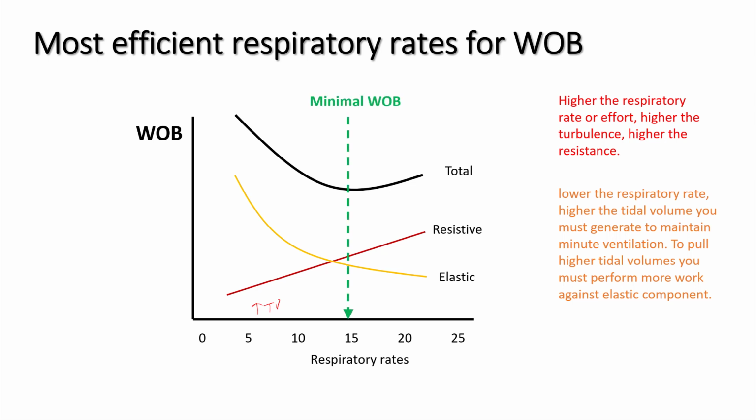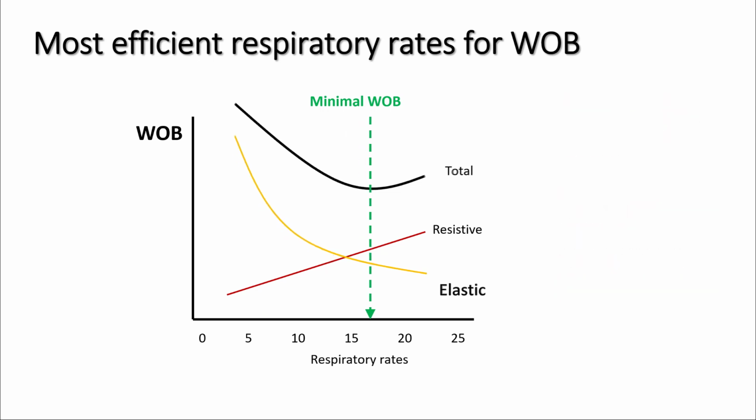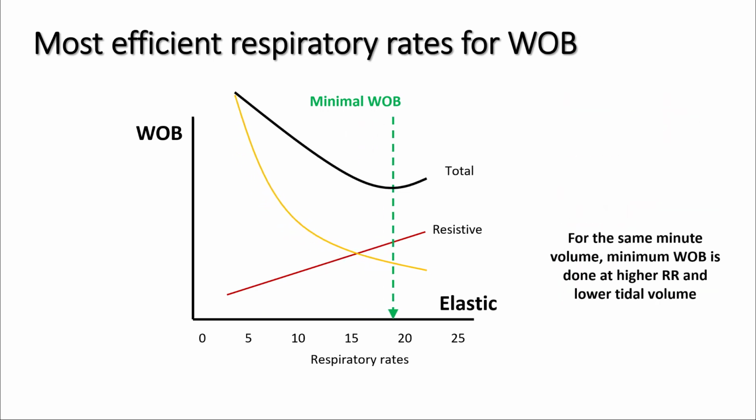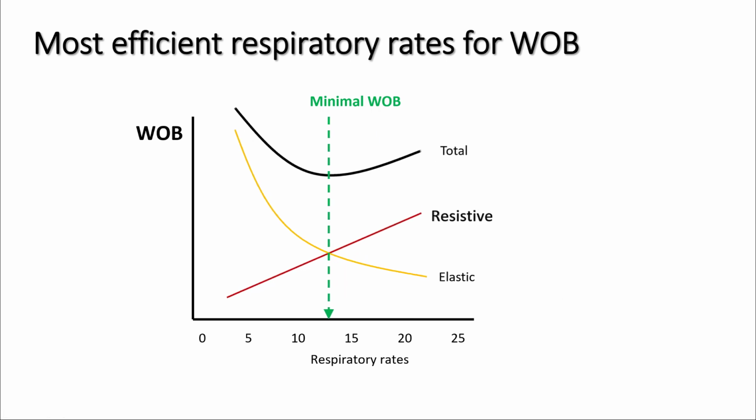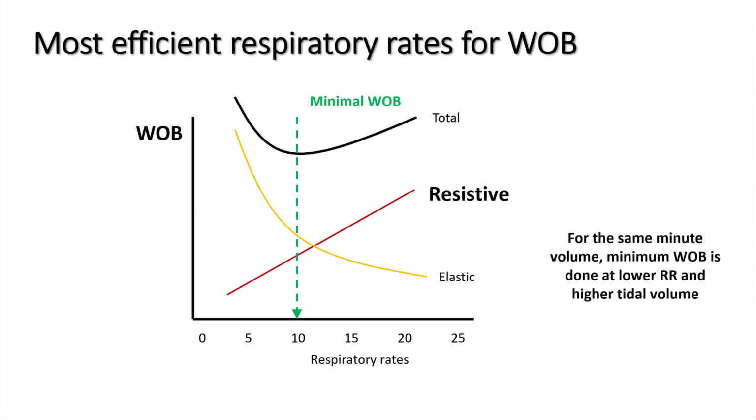The lowest point on the curve shows the minimum work of breathing at the respiratory rate, depending on what resistive and elastic component are present. As the elasticity of the lung increases, that means they become more stiff, for the same minute volume, minimum work of breathing is done at higher respiratory rate and lower tidal volume. If you're dealing with increased resistance, the minimum work of breathing is done at lower respiratory rate and higher tidal volumes. This is the reason why your patients with ILDs are breathing at baseline at a very fast respiratory rate and their tidal volumes are much lower.